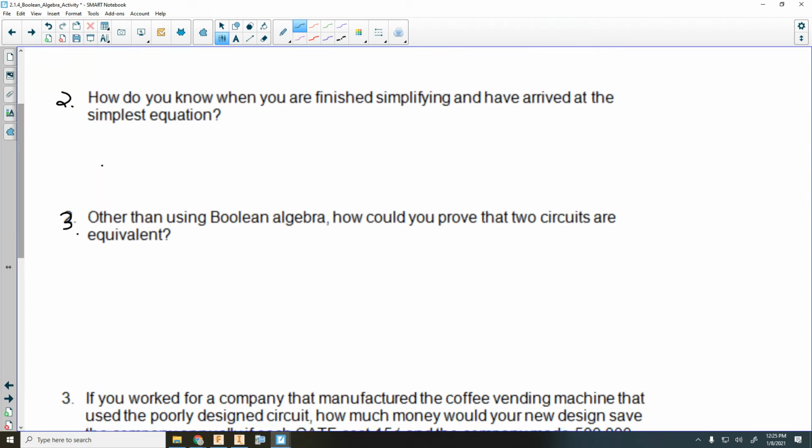Question 3. This one everybody should know. Other than doing Boolean algebra, how do you prove two circuits are equivalent? What do they have? The same truth table. That's right, the same truth table.